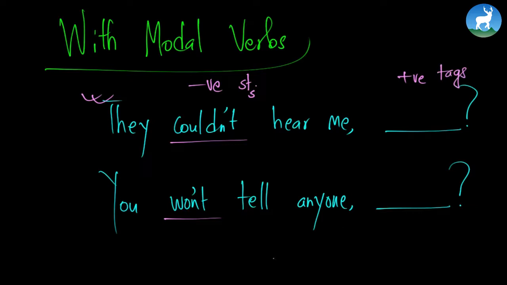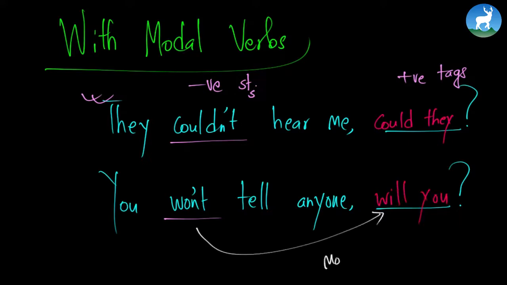So let's think about the tags. They couldn't hear me. Could they? Very good. You won't tell anyone. Will you? What did we just do? We used these modal verbs. So modal verbs were repeated, right? That is what we did.